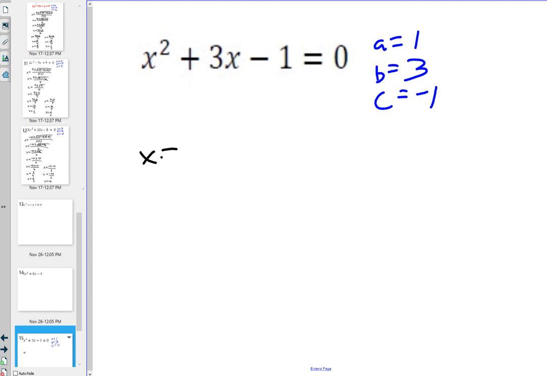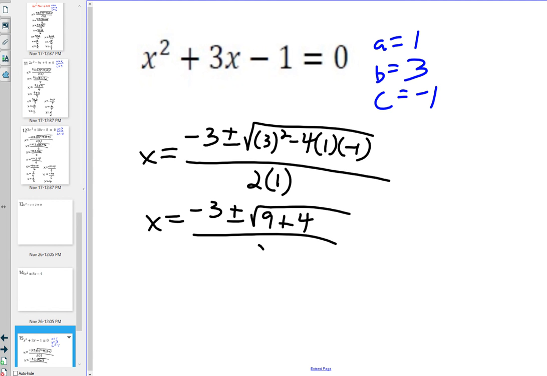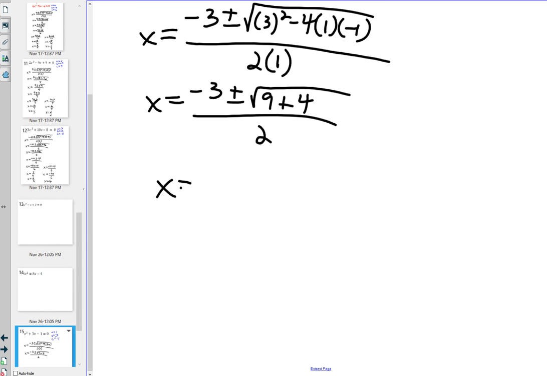So what am I going to write first, Nico? Negative 3 plus or minus the square root of 3 squared minus 4 times 1 times negative 1 over 2 times 1. X is equal to negative 3 plus or minus the square root of 9, and then there's 2, so it's plus 4 over 2. X is equal to negative 3 plus or minus the square root of 13 over 2. Kind of like you saw with the completing the square.